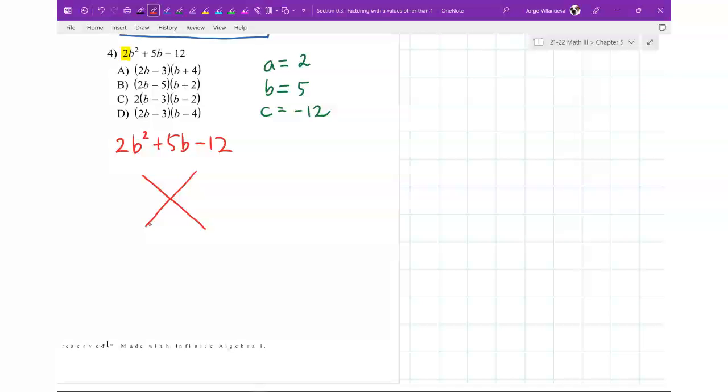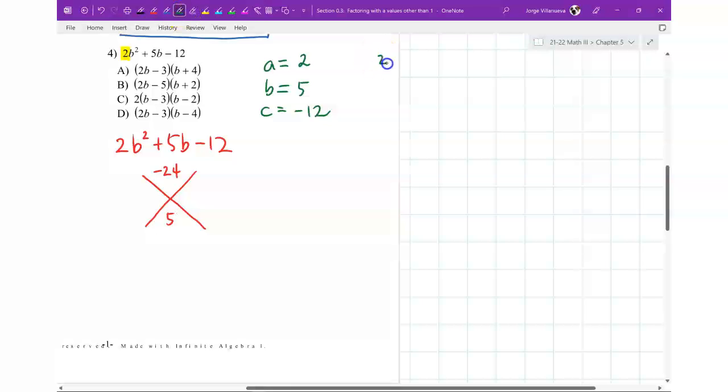So anyway, on this x method, we're going to multiply a times c. So 2 times negative 12 is a negative 24. And on the bottom, we're going to put a 5. Okay, that's my b value. So factors of 24 that give me a 5.